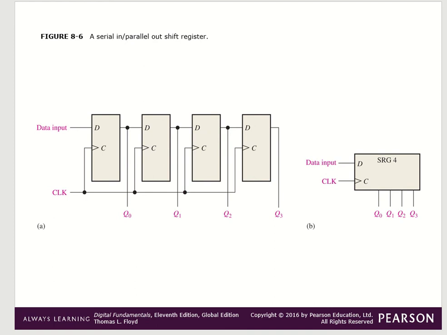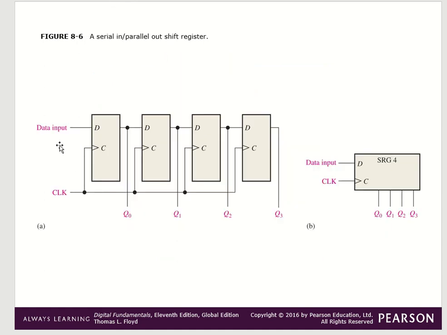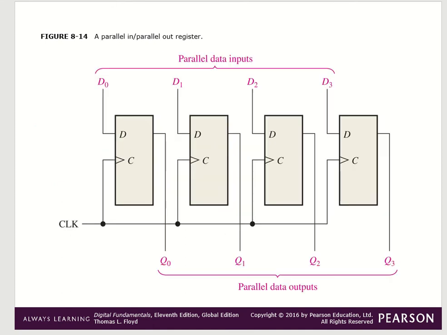Now this one is again a serial in, serial out shift register. This is the data input and clock. This is serial in, parallel out, see here simultaneously coming, parallel out. Now this is parallel in and parallel out. See the parallel input, and this is parallel output. D0, D1, D2, D3 parallel input, Q0, Q1, Q2, Q3 parallel output. This one's input is serial but output is parallel. Okay, this is about shift register.